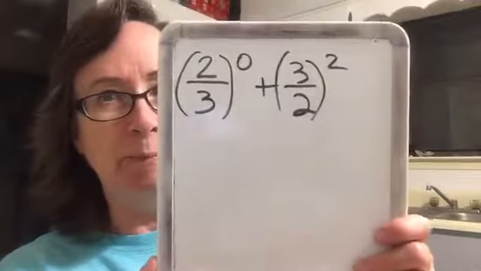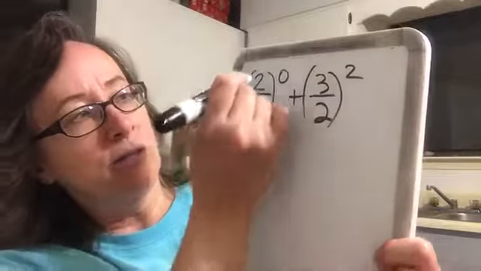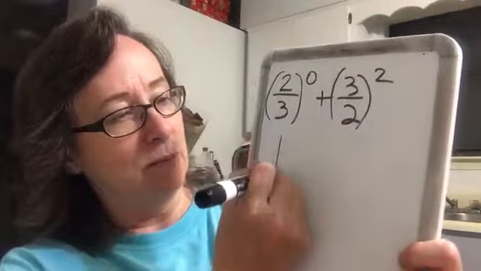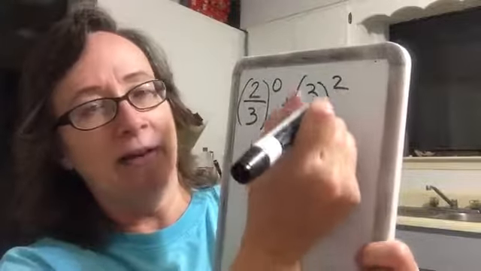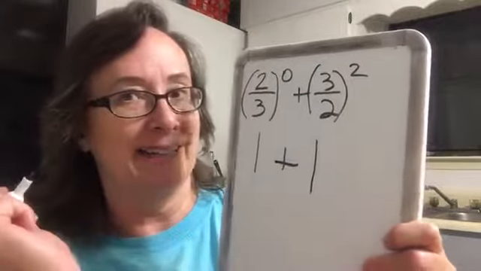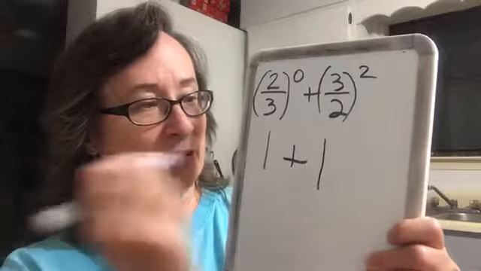And here's one more that a lot of people will miss, because 2/3 to the 0 is 1, and 3/2 to the 0 is also 1. But 1 plus 1 is 2, not 1.